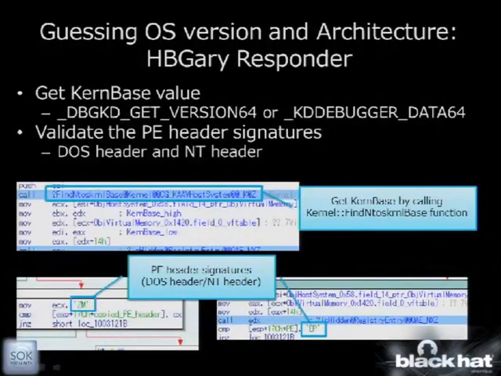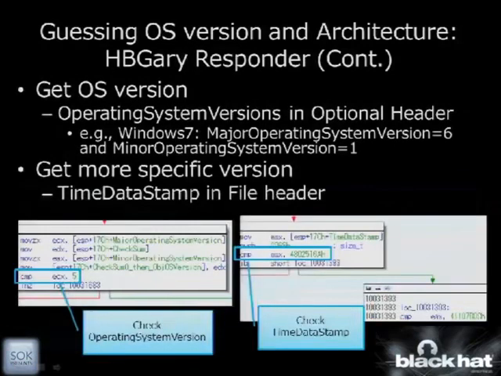Responder first gets the kernel base address from the debug structure and validates the PE header signatures, the DOS header MZ and the NT header PE. Then it gets and checks the OS version from the operating system version fields in the optional header. Finally, it gets a more specific version like the service pack. Responder compares the TimeDateStamp and checksum values in the file header.